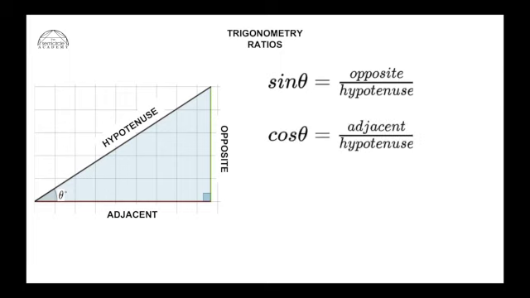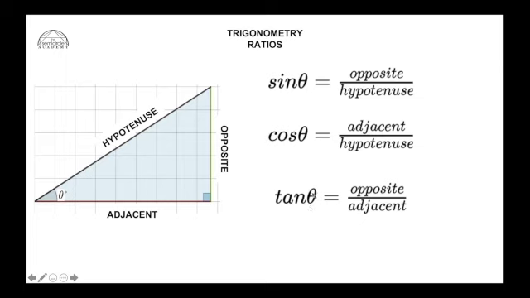Then we have the cosine. The cosine of the angle is the ratio of the adjacent side divided by the hypotenuse, adjacent over hypotenuse. That is cosine. And then you have the tangent of the same angle. Remember, it's just one angle we're talking about here, right? And how do we get the tangent of the angle? We take the ratio of the opposite and divide it by the adjacent, and that will give us the tangent of the angle.